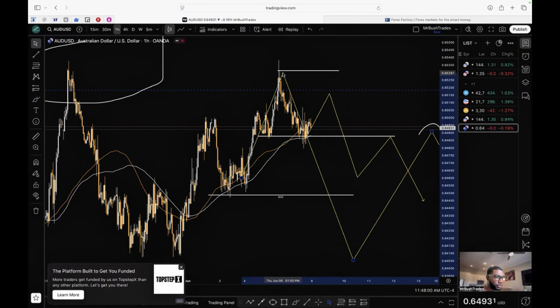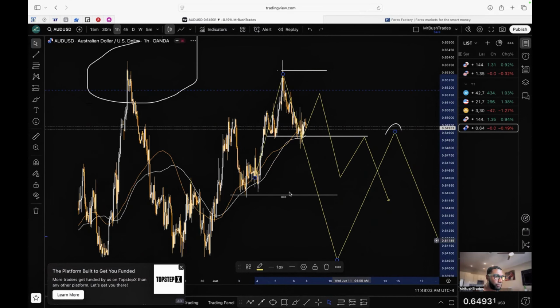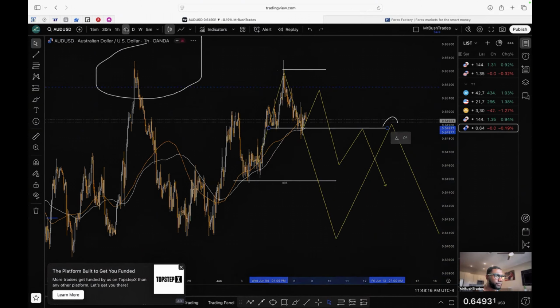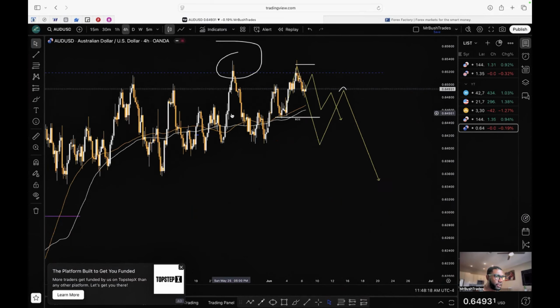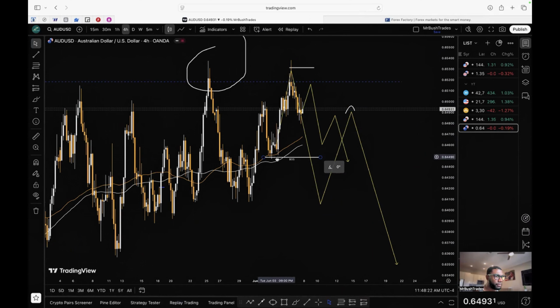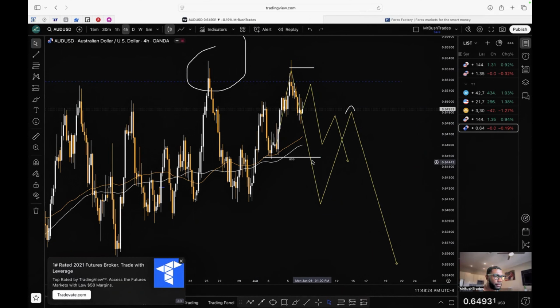So we already have this push here, right? We are anticipating a break of support, breaking both supports to establish bearish momentum, and we can anticipate a pullback in this area here to use this previous support as resistance. On the H4 time frame, yes. So this is the H4 time frame support that we are anticipating to break.